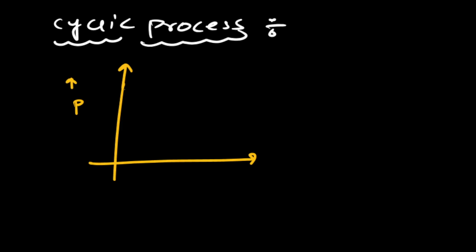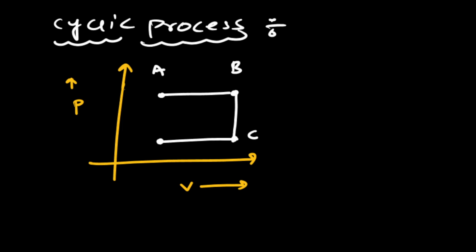I will take a P versus V graph. Now I start from A. Let's suppose this is A. I start from A and reach B. From B I reach C. From C I reach D. Now from D I reach A again. Clear?